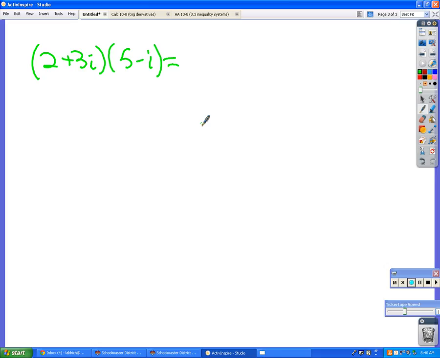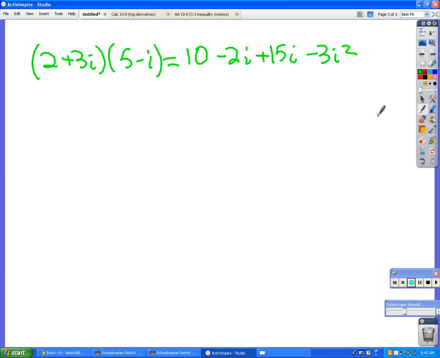To do this, since you're multiplying a binomial times a binomial, you just need to FOIL them. So it's first times first, just like always. So 2 times 5 is 10. And then outside times outside is negative 2i. Inside times inside is plus 15i. And then 3i times negative i is negative 3i squared.